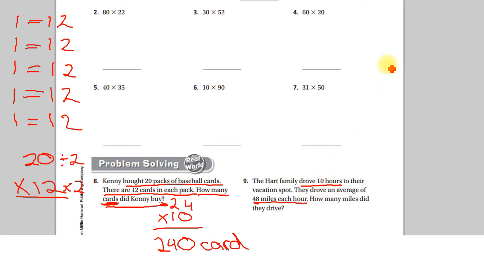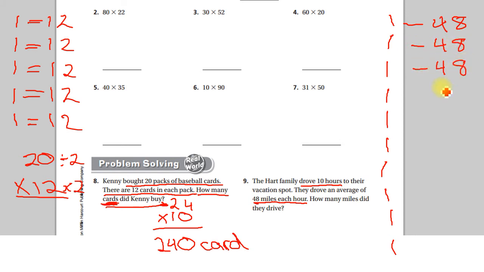So there's 10 hours. Again, I could model this if I wanted to and show my 10 hours. 1, 2, 3, 4, 5, 6, 7, 8, 9, 10. And in the first hour, they averaged 48. So every hour they went 48 miles. So there would be 48 miles for that hour, 48 miles for that hour, 48 miles for that hour. But we know there's an easier way to do this. Rather than add all these up, remember multiplication is just repeated addition. So I can take my two numbers and multiply them. And I'm going to let you do that on your own.